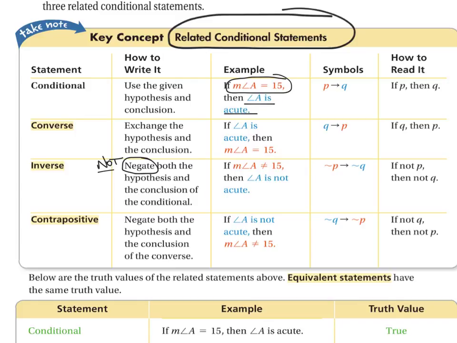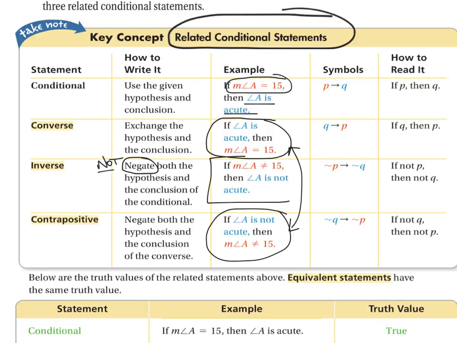Then we have the contrapositive. The contrapositive is the negation of the converse. So we're going to negate both the hypothesis and the conclusion of the converse. You'll notice the converse and contrapositive are very similar to each other. They're negations of each other. Then the conditional and the inverse are negations of each other. They look exactly the same, except one is negative. So in this case, the converse is if angle A is acute, then the measure of angle A is 15. The contrapositive is going to say if angle A is not acute, then the measure of angle A is not 15. If not Q, then not P.